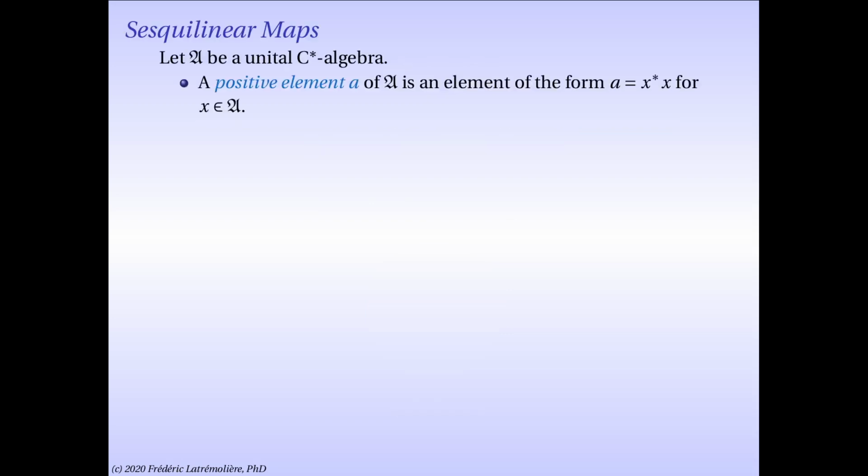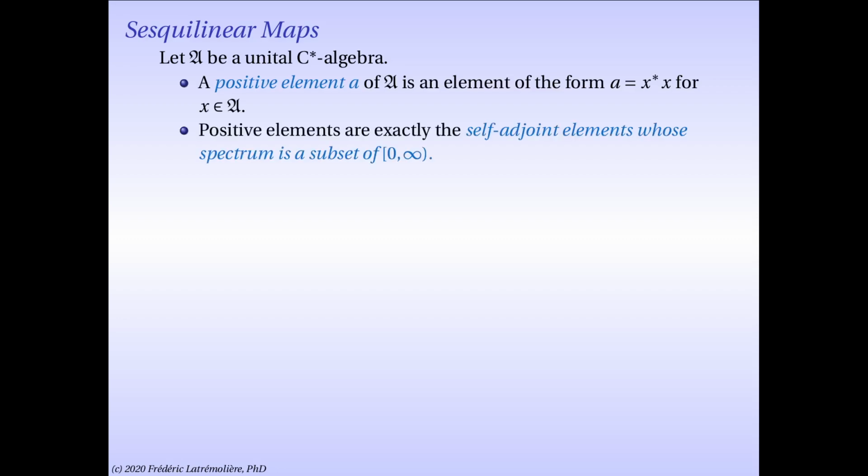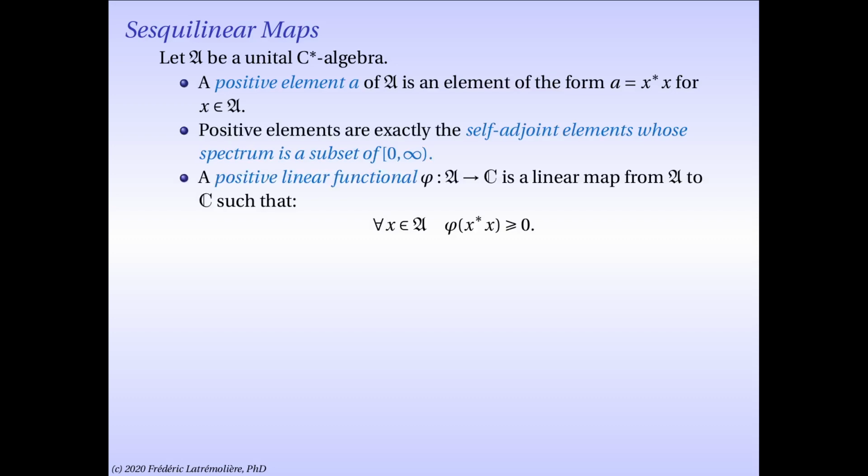Let's review the first part of our lecture. We define a positive element of a C-star algebra as an element of the form x star x, and we characterize those elements as being the self-adjoint elements whose spectrum is a subset of the positive half-line. We also define the notion of a positive linear functional as being a linear map from the C-star algebra to the complex numbers which maps positive elements to positive values. We do not assume that positive linear functionals are continuous.